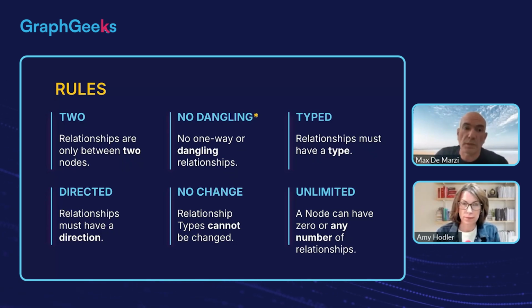And they're unlimited. A node can have 0 or any number of relationships. You can have a billion relationships if you want. Typically, that's a horrible idea, but your graph databases will allow that.